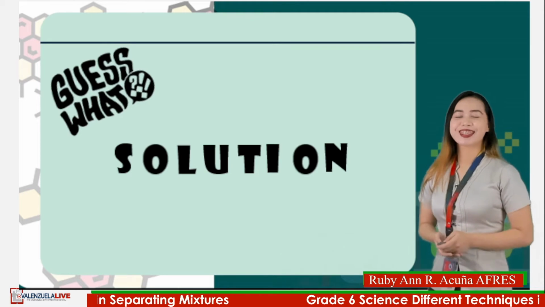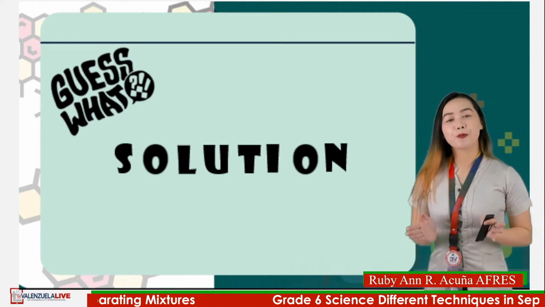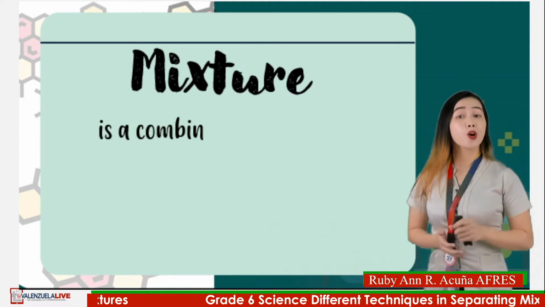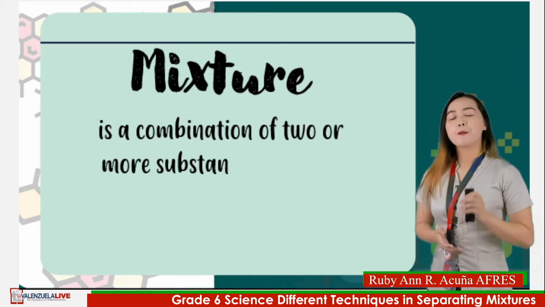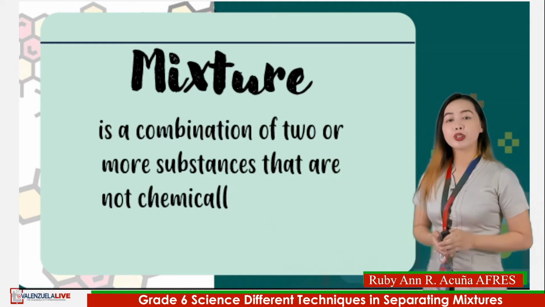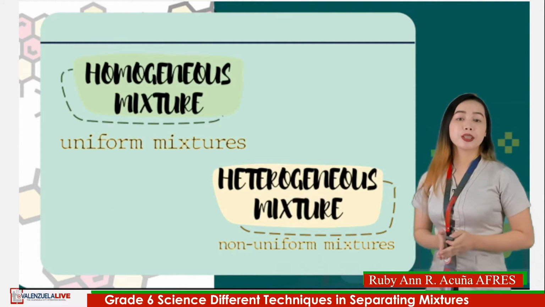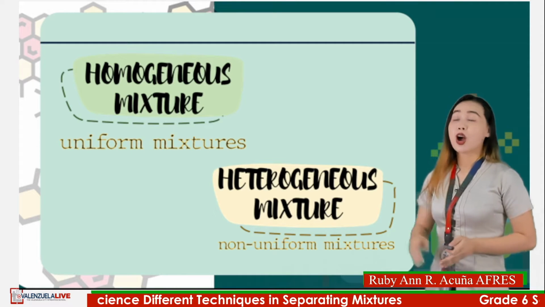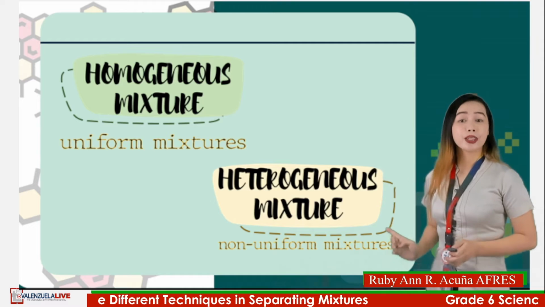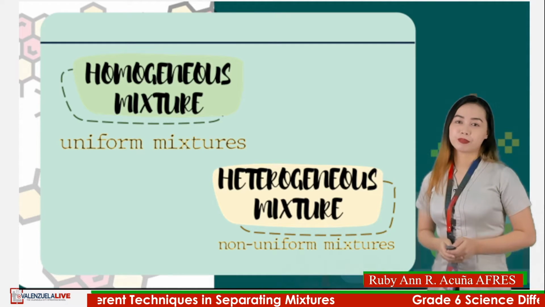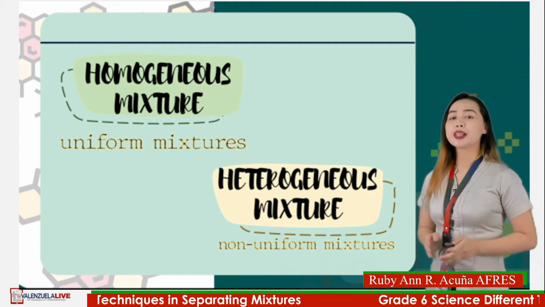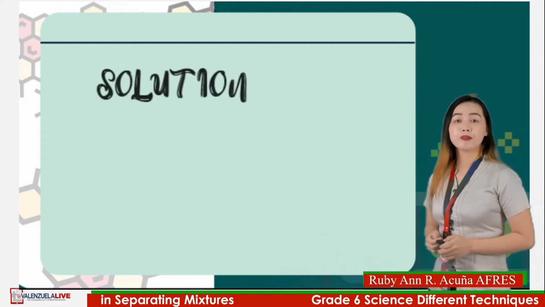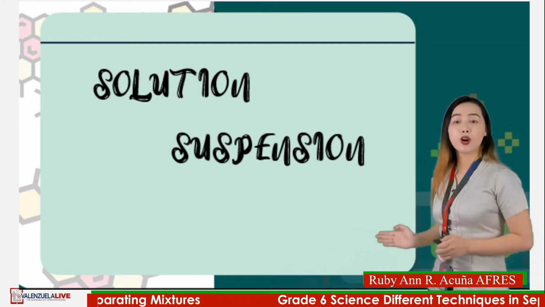Good job, kids! We've learned from our previous lesson that mixtures are a physical combination of two or more substances. Mixtures are classified according to how uniformly the substances present in them are mixed together. They are either homogeneous or heterogeneous mixtures. And mixtures may also be classified as solution, suspension, and colloid.